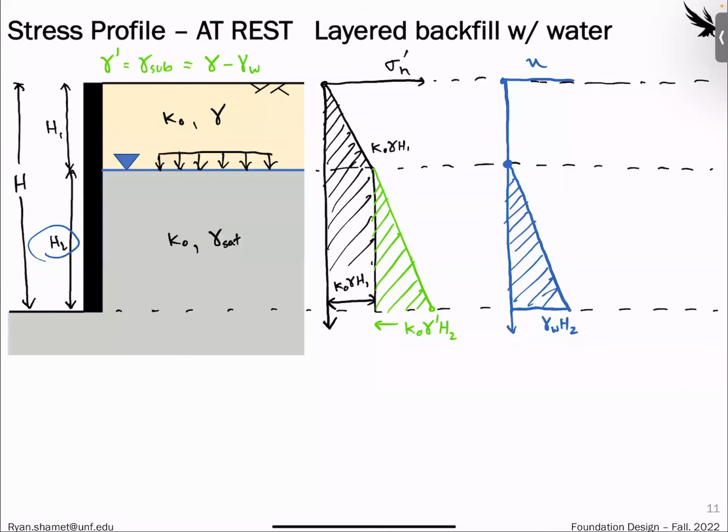Now, question for you guys: when we're designing a wall, what type of stress do you think we care about? What would be the stresses, structurally, that we care about? Think about the different types of stresses we've talked about: effective, pore water pressure, and total.